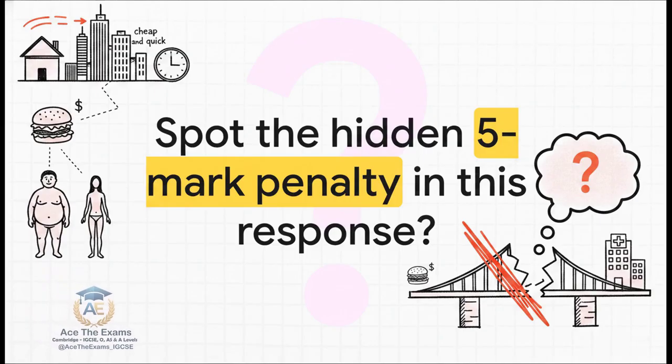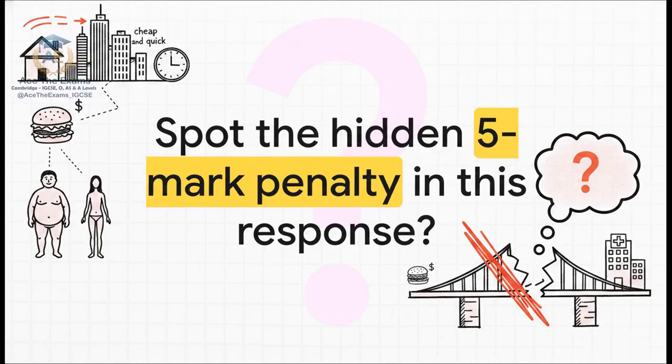The shift from rural to urban life changes dietary habits. Fast food is more common in cities because it is cheap and quick. Therefore, urban young people suffer from poorer health than rural young people, proving that equality of opportunity in healthcare is failing. Okay, think about it for a second. Read it again in your head. Where did this student just forfeit 5 critical marks?